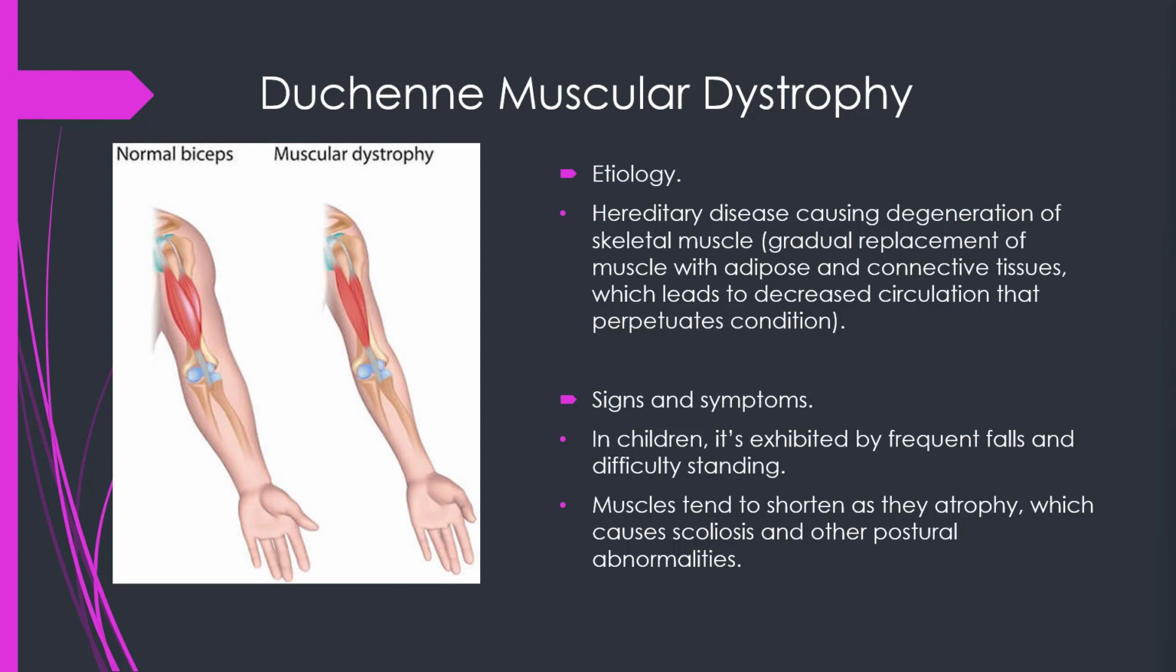Common signs and symptoms in children are exhibited by frequent falls and difficulty standing. Muscles tend to shorten as they atrophy, which causes scoliosis and other postural abnormalities. Muscular dystrophy cannot be cured. Consistent exercise can be used to slow down atrophy. It is common for patients to have to ambulate or move around with braces until the individual is confined, eventually, to a wheelchair.